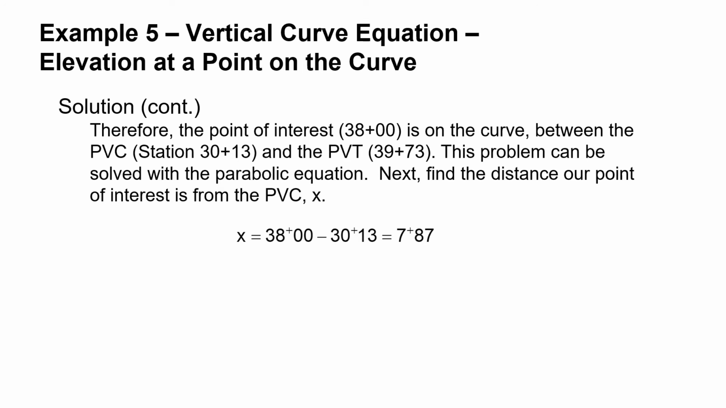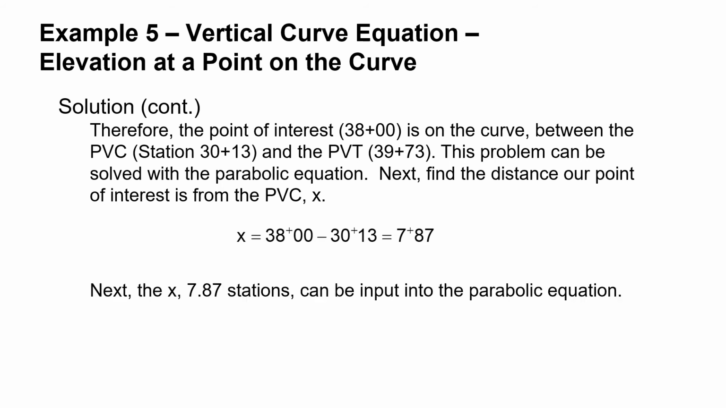So next we need to find the distance to our point of interest, x. So that's just station 38 minus 30 plus 13 gives us a distance, x, of 7 plus 87. So that's 7.87 stations, or 787 feet.